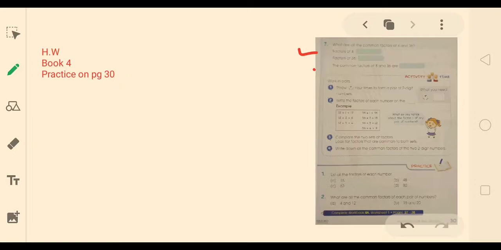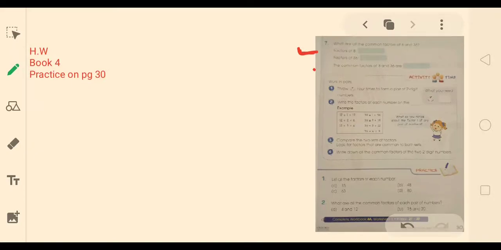How do you have to do it? First of all, you have to find the factors of 8. Then you have to find the factors of 36. After that, you are able to find the common factors. And you will write the common factors over here. Now, what you have to do? You have to do the activity by yourself, and this is the practice for you.